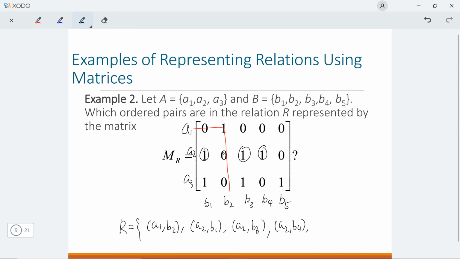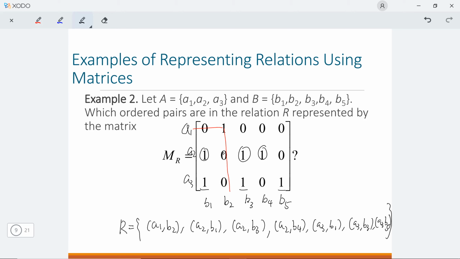In the last row we have 1s in the first column, third column, and last column. So this is shown for B1, B3, and B5. For the last row, we know this row is for our third element in A. So it means this is A3, B1. We have A3, B3, and also A3, B5. Okay, so now we find all of the elements in our relation R.